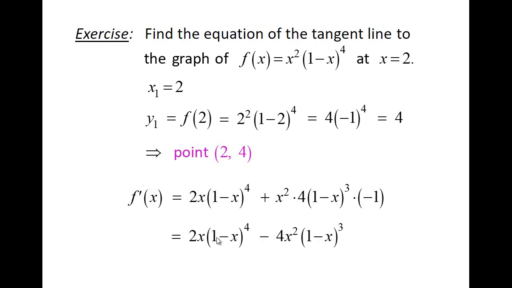So this is 2x times (1 minus x) to the 4 minus 4x squared times (1 minus x) cubed, which is equal to, factoring out 2x, 2x times [(1 minus x) to the 4 minus 2x times (1 minus x) cubed]. So this is the derivative we got, and notice that I can further factor out (1 minus x) to the 3. If I factor that out, then I have 1 minus x minus 2x, and within the brackets I have 1 minus 3x. So this is what we end up with as the derivative.